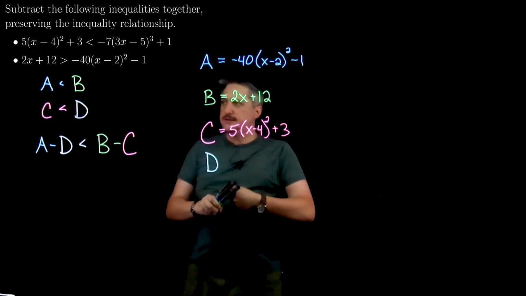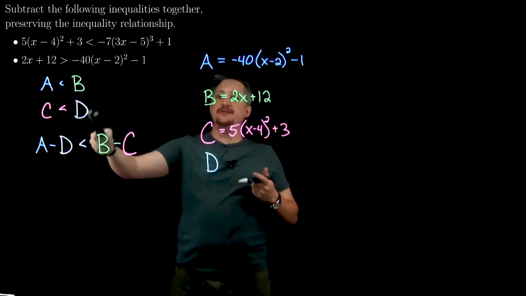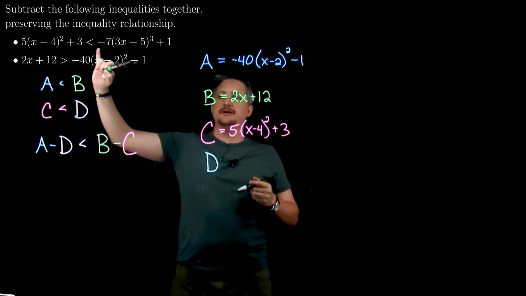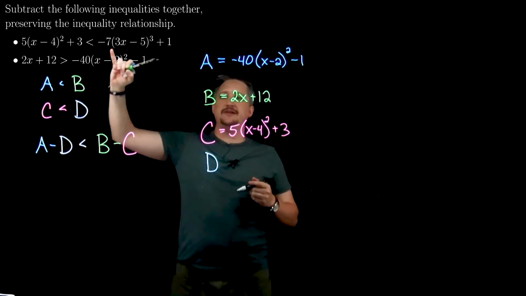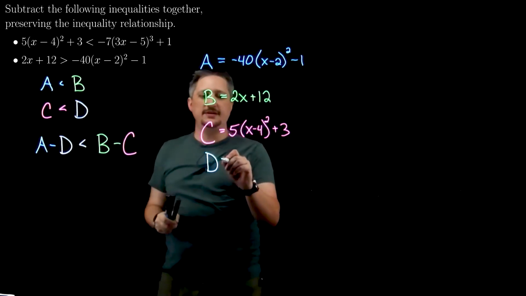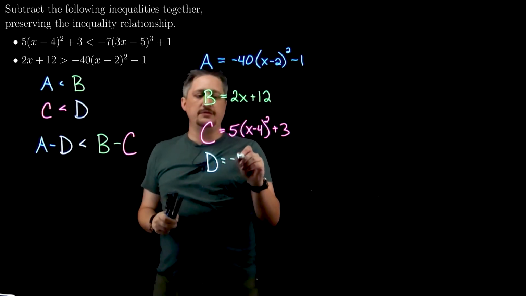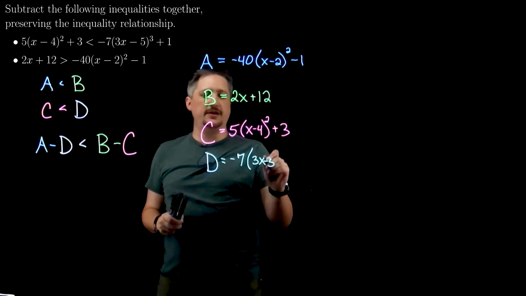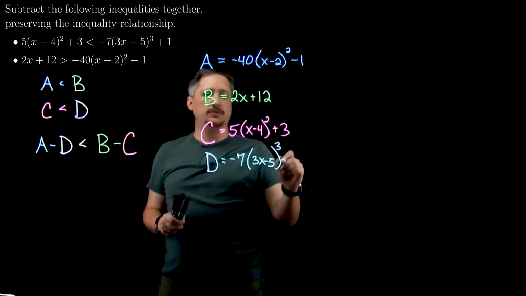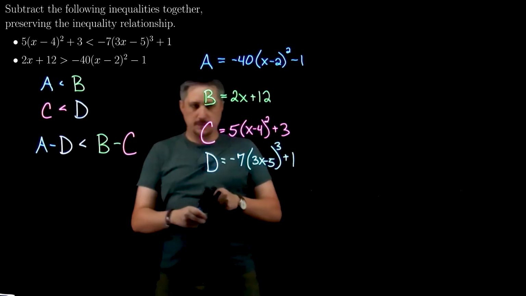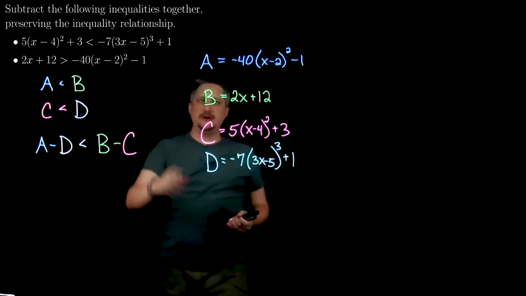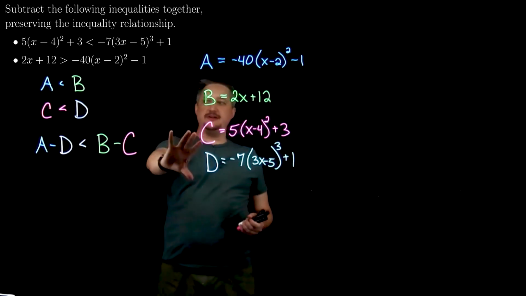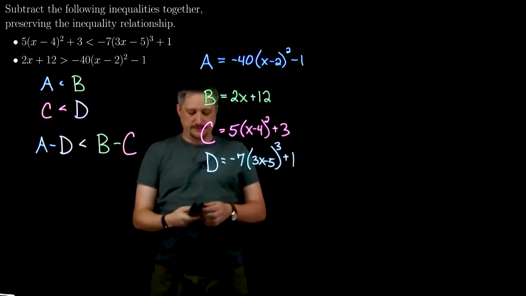And likewise, D has to be the thing that is bigger than C. So if I go back up here, my C is there, my D is the bigger one. So D is negative 7 times 3x minus 5 cubed plus 1. Okay. And now I just take my definitions, A, B, C, and D, and plug them into my expression.